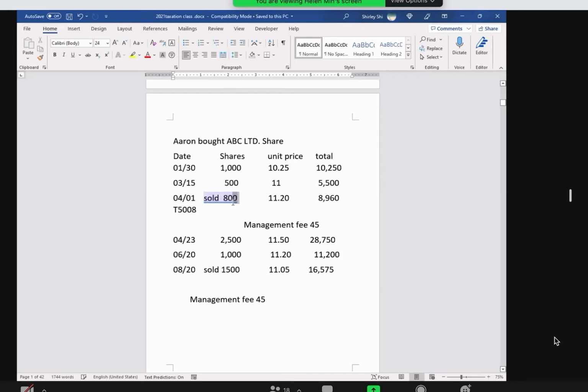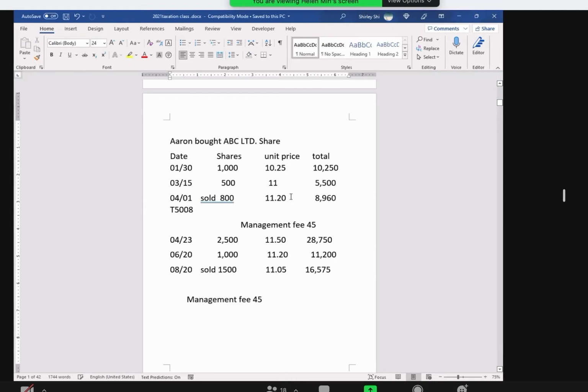I sold 800, and on this 800 we got a capital gain, right? Because your purchase price is 10.25 and 11, and then your sell price is 11.20, so that's higher. Then you have a rough idea that you make money, right? Because your sell price is higher than your purchase price. So in this case you know that you make money, so you got a capital gain, then you calculate.